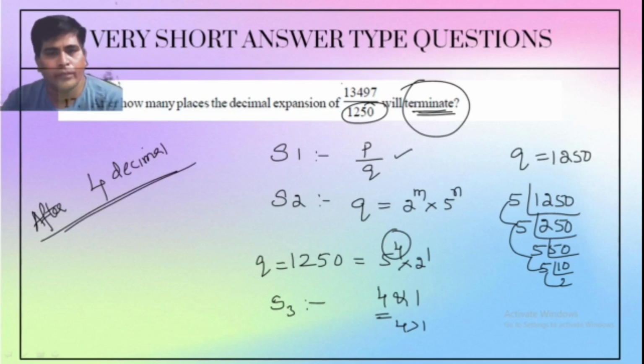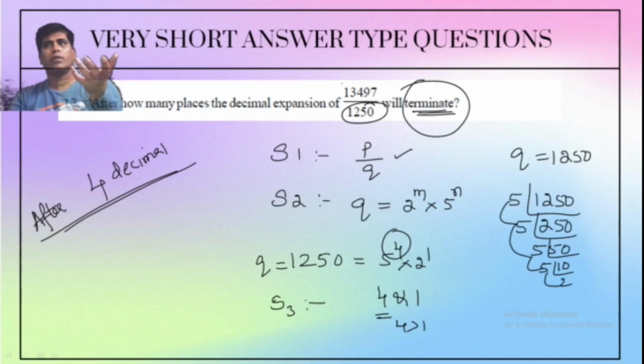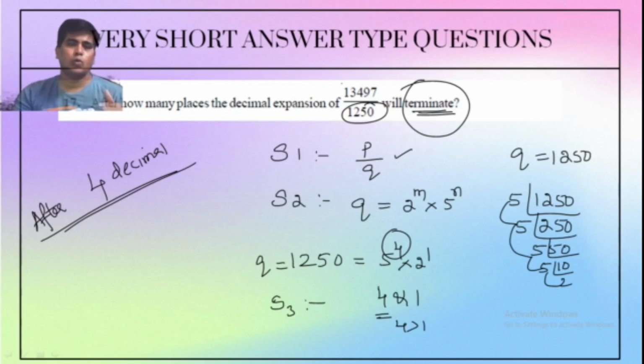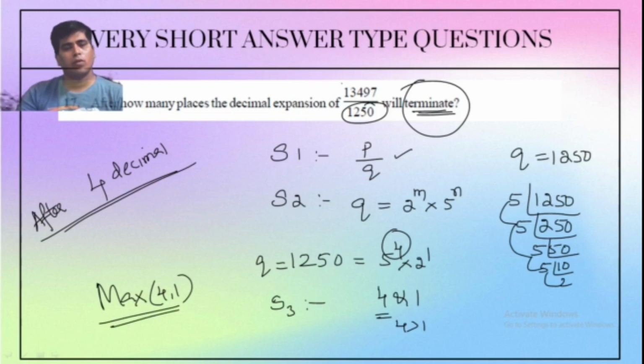Next question. Before that we'll sum this up. Simple. The denominator we express as 2 to the power of m into 5 to the power of n, and based on the highest power of 2 or 5, we have to consider those many digits. After that it terminates. The maximum power of 2 and 5, the maximum of 4 comma 1. What is the maximum? 4. After 4 decimals it terminates.